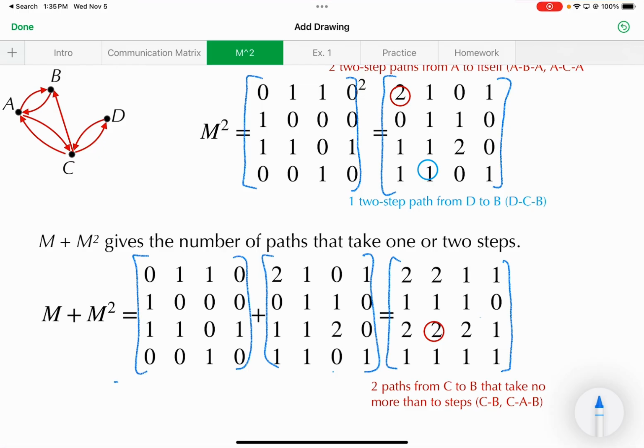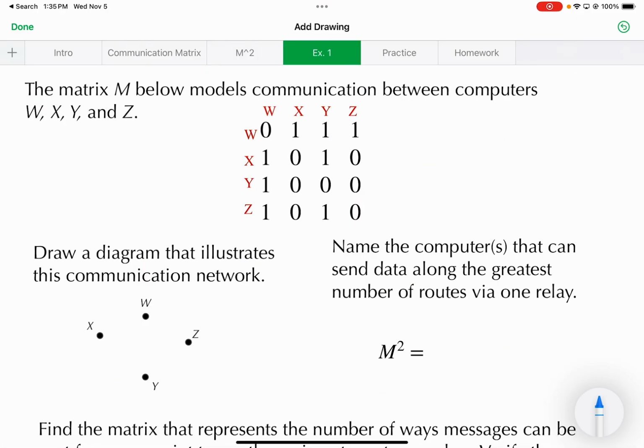Either way, this shows the ships that can communicate with each other and how many paths that can take. All right, so let's do an example. Let's say we have this matrix M and it models communications between computers W, X, Y, and Z.